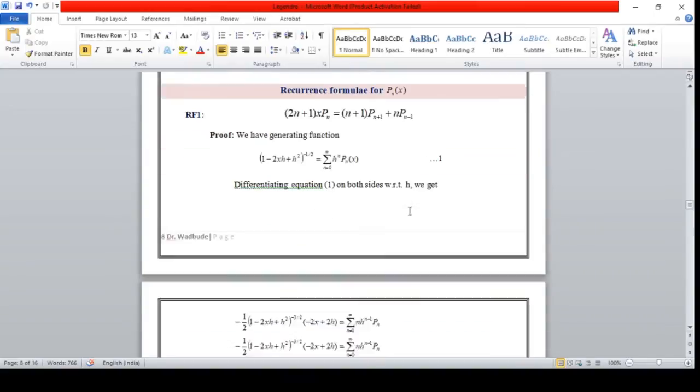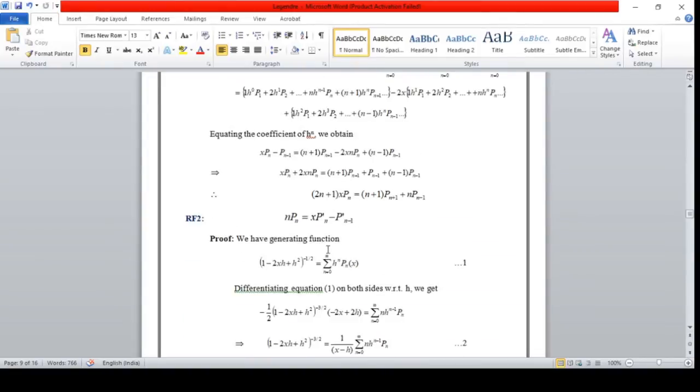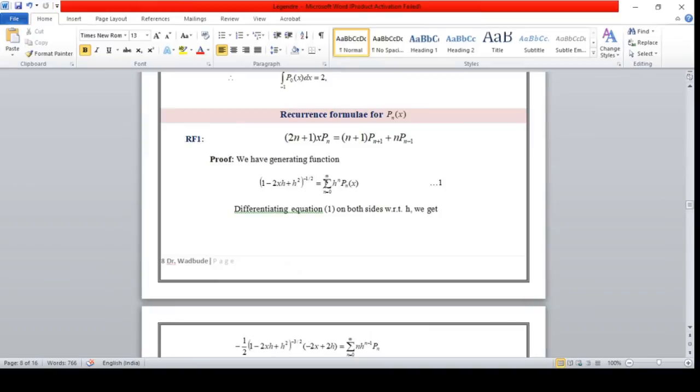This is the important formula, and the important thing is the expansion of this series. The series runs from n equal to 0 to infinity, n equal to 1 to infinity, and so on. This is the first recurrence formula. Means, this is the generating function; differentiate with respect to h.